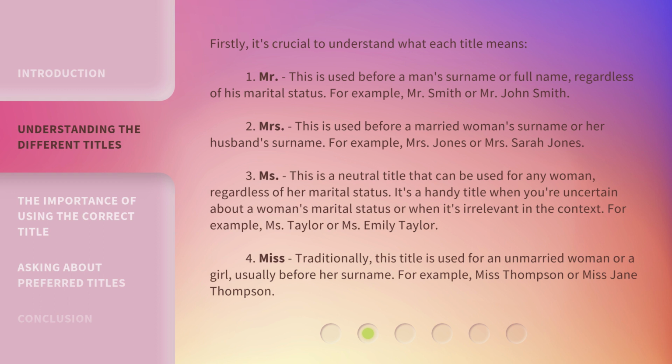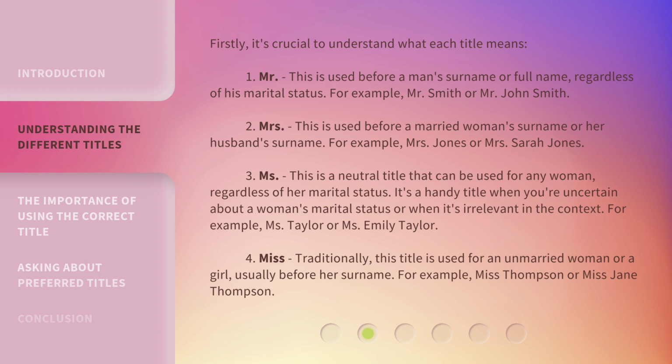For example, Mrs. Jones or Mrs. Sarah Jones. 3. Ms. This is a neutral title that can be used for any woman, regardless of her marital status. It's a handy title when you're uncertain about a woman's marital status or when it's irrelevant in the context.